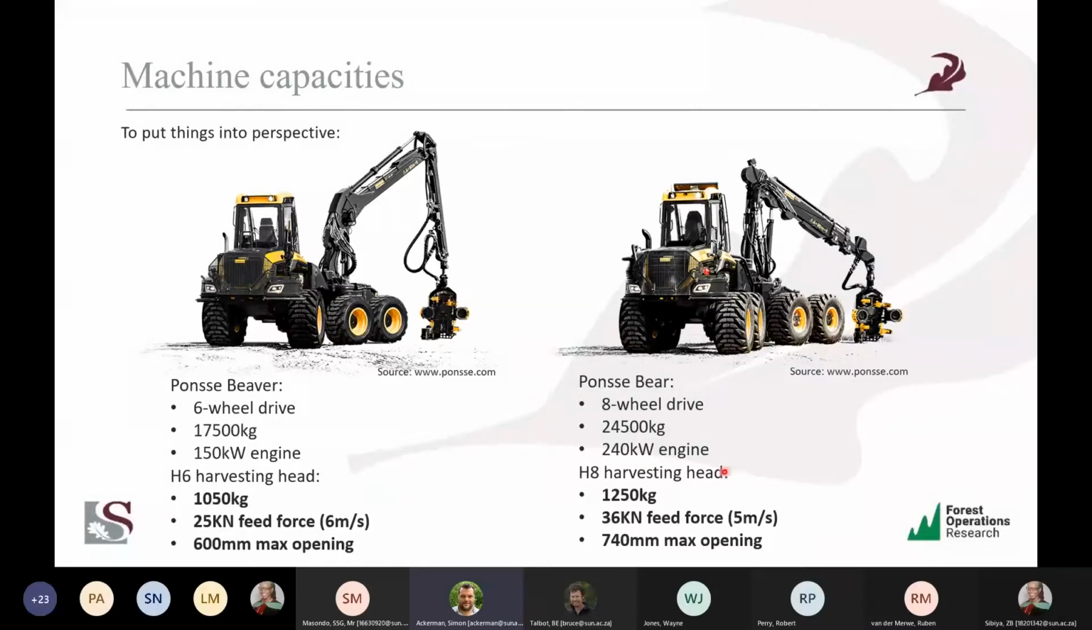The defining factor is the harvesting heads, an H6 head and an H8 head. The H6 is just over 1,000 kilograms and the H8 is 1,250. The maximum opening sizes are 600 millimeters for the H6 and 740 millimeters for the H8. This is by no means the size of trees they can use, it just means there's a relatively larger capacity and they can handle bigger tree sizes.